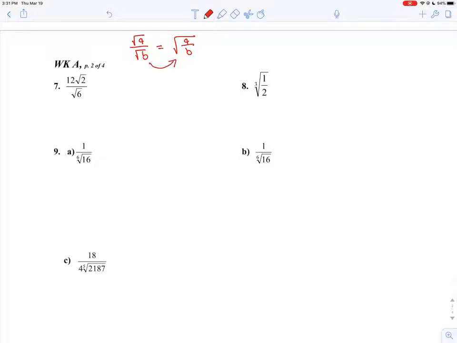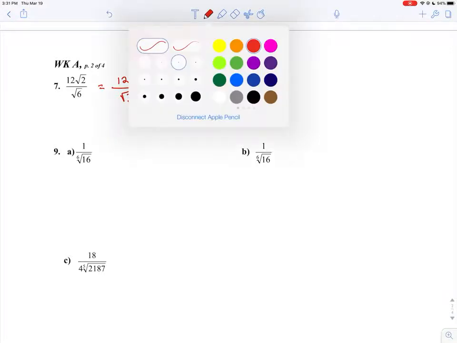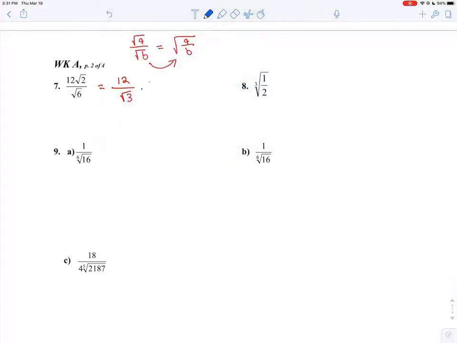So 12 rad 2 divided by rad 6, the rad 2 and rad 6 we could simplify to just being a rad 3 in the denominator. So this is equivalent to saying 12 divided by rad 3. From here, we need to rationalize the denominator. So the way to get that denominator rationalized, we're multiplying by rad 3 over rad 3. That's going to take us to 12 rad 3 over 3. Always looking to continue to simplify. The 12 and the 3 we can simplify to 4 rad 3.